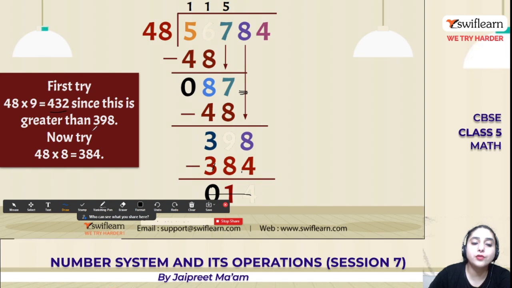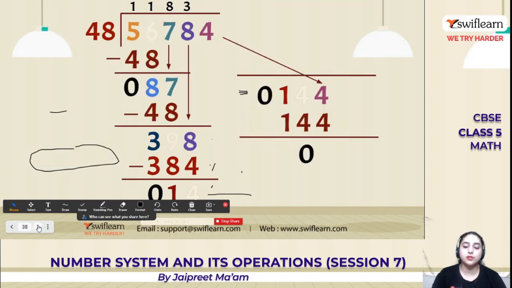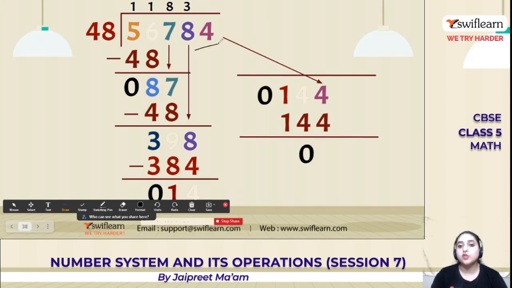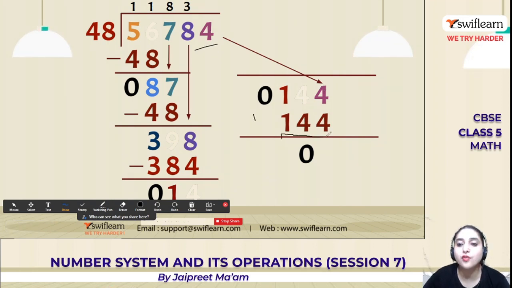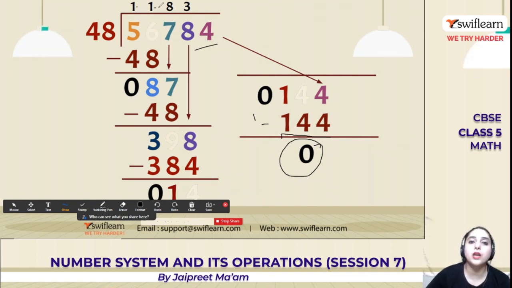Since 432 is greater than 398, we have to check it for 48 times 8. Now 48 times 8 is 384, and when we do the subtraction we will get 14, right? Now we have one more number here, it's 4. So we have to bring this 4 down, and 48 times 3 is equal to 144, and when we do the subtraction we will get 0 as the remainder. So our quotient is 1183 and our remainder is 0. That means it is divisible by 48.